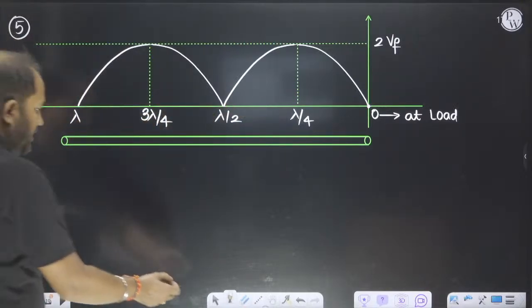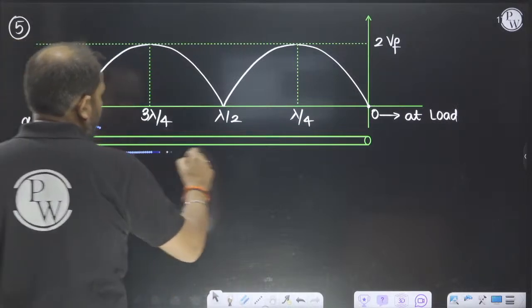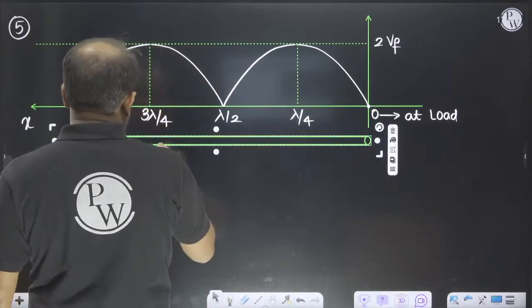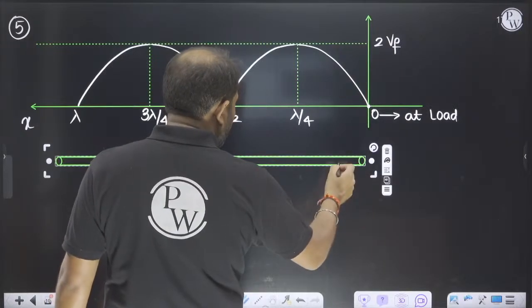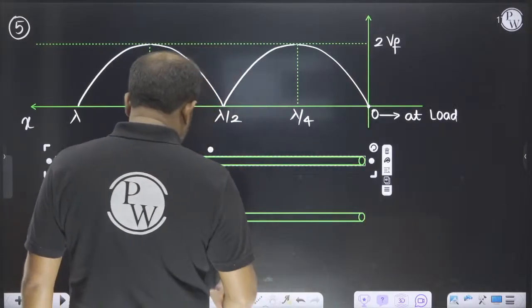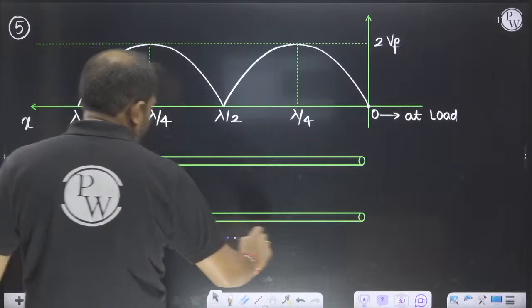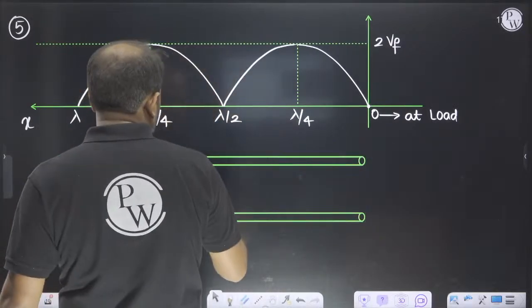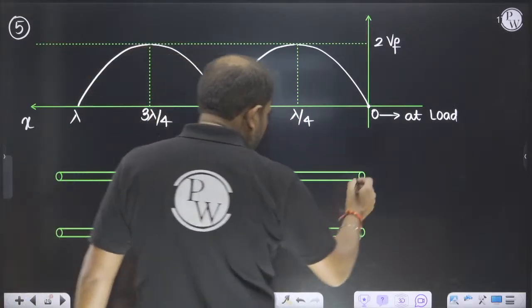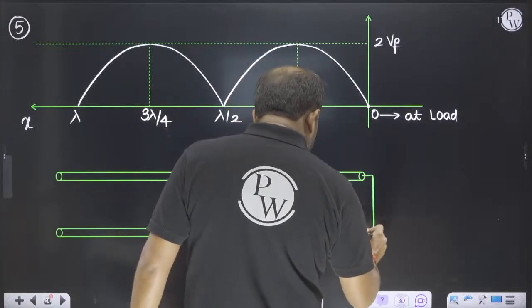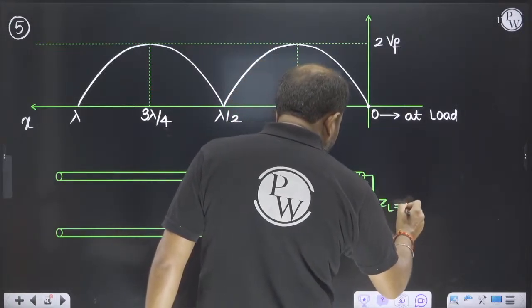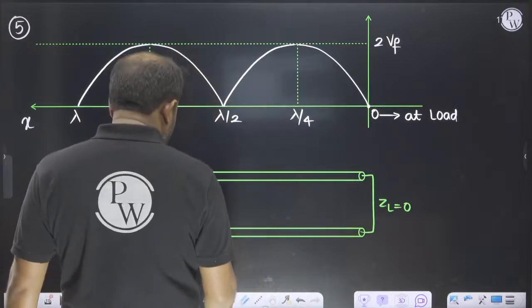So what is the meaning of this one? I can draw this diagram so you will understand the meaning of this one. This is our transmission line, which is short circuited. And this is the graph.